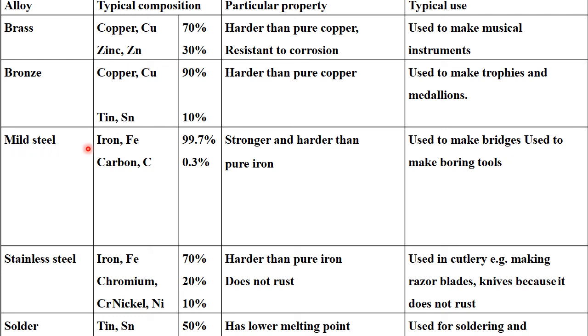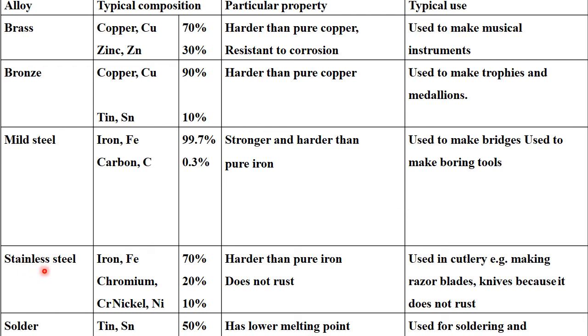Then we also have mild steel, which is made of iron and carbon. We defined an alloy as a physical mixture of two or more metals, but we also defined it to be a mixture of a metal and a non-metal, and this is a good example: iron and carbon. Mild steel is 99.7% iron and 0.3% carbon, so it's stronger and harder than pure iron. It is used to make bridges, and it is used to make boring tools.